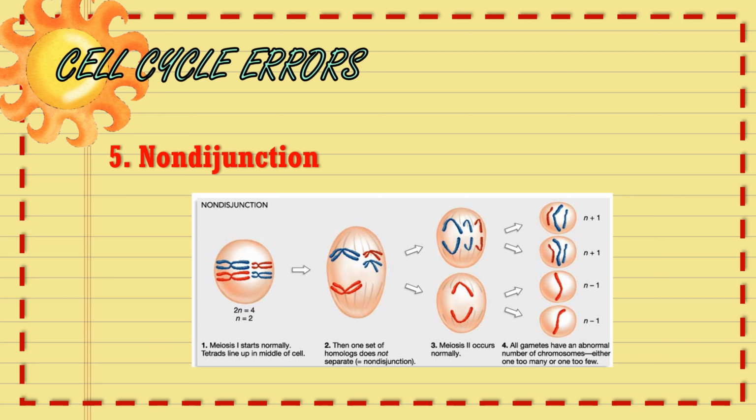Lastly, we have nondisjunction. Nondisjunction is a failure of chromosomes to separate during meiosis. We've discussed it earlier in anaphase. It causes gametes to have too many or too few chromosomes. As you can see on number 3, in anaphase, when chromosomes fail to separate correctly, it can lead to too many or too few chromosomes in each of the daughter cells.